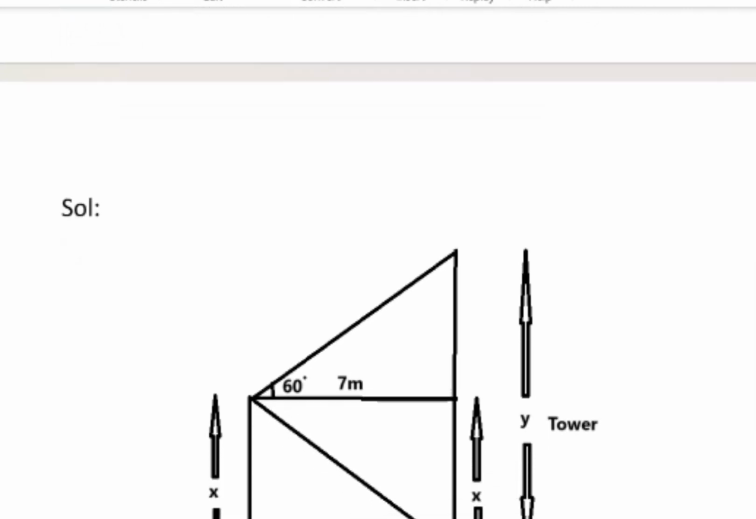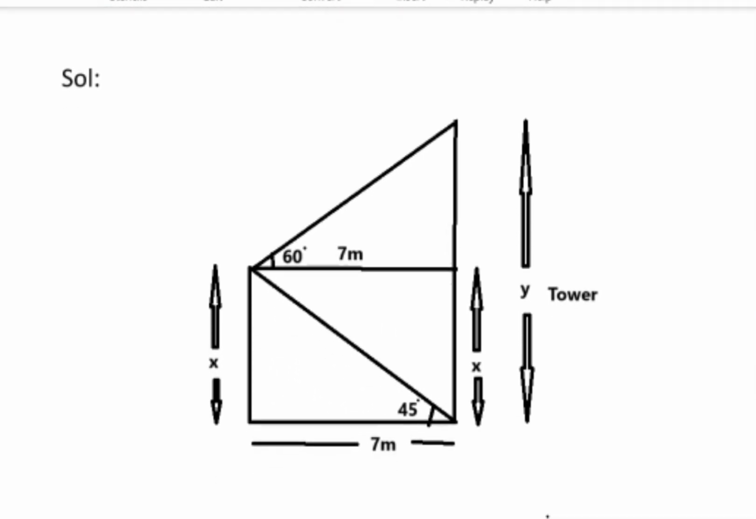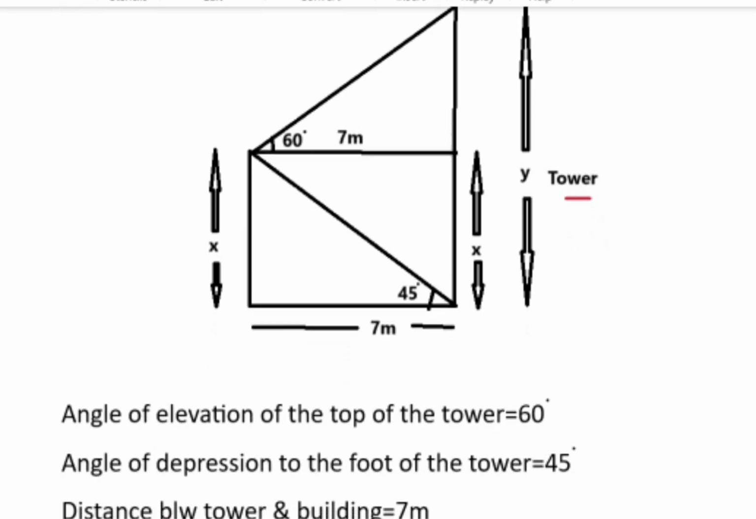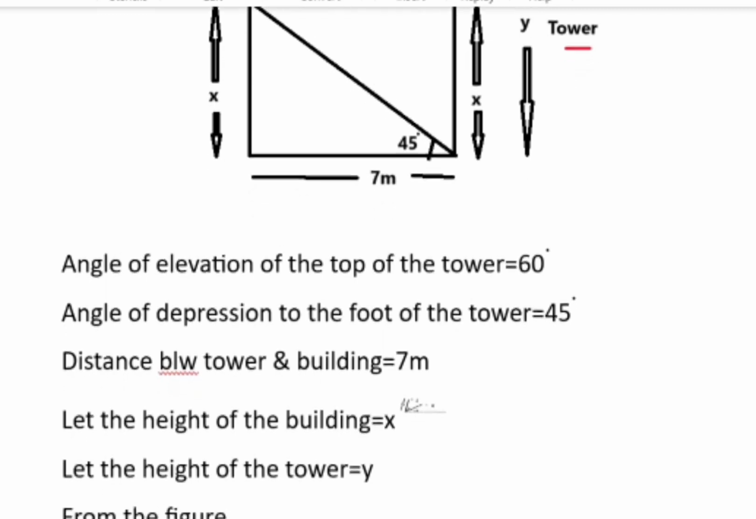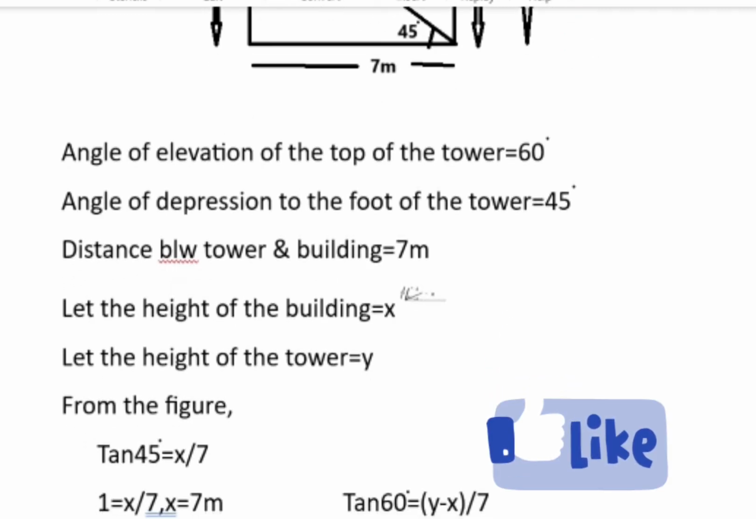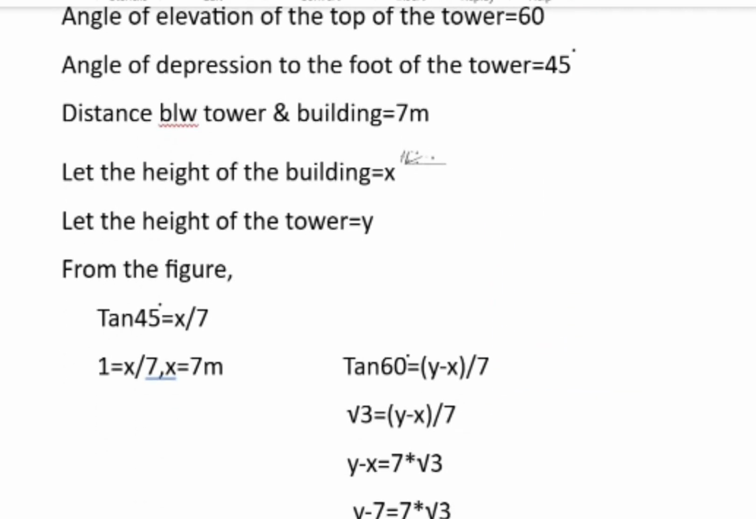From this question, draw a building and a tower, with the top angle 60 degrees and the bottom angle 45 degrees. Consider the building as x and the tower as y. The angle of elevation of the top of the tower is 60 degrees. The angle of depression to the foot of the tower is 45 degrees. The distance between the tower and the building is 7 meters.